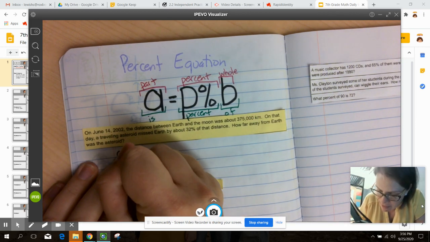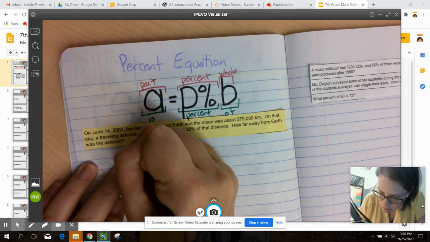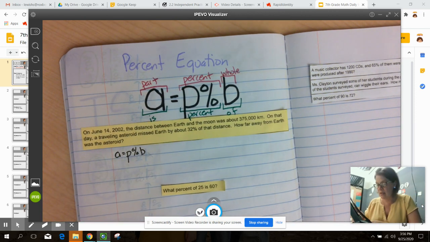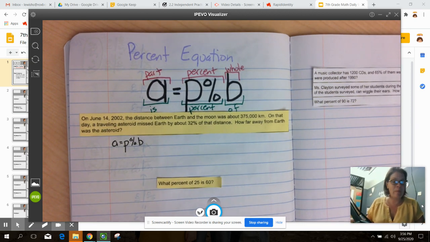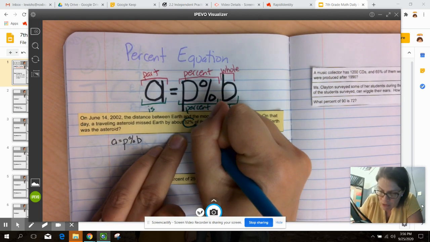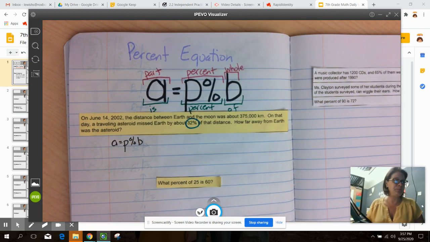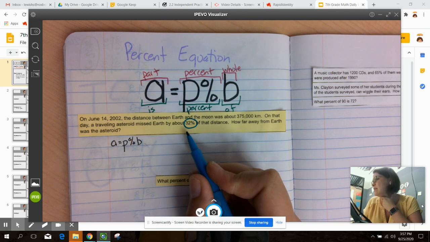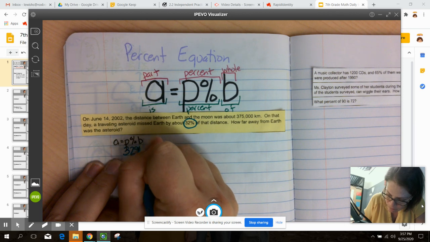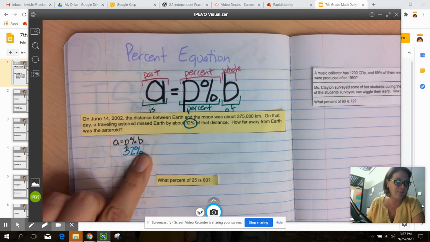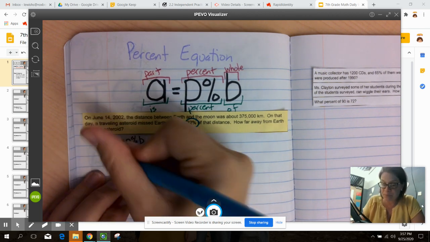I'm going to do it over here. So I'm going to have that A equals P percent times B. Now, I already can plug in something that's super easy. Remember I told you, when we have a percent, that is the easiest thing to plug in. Okay, so with that 32%, we know that that's going to go in here as my P percent. So I'm going to go ahead and fill that in as that 32%. Remember, this time we're going to keep the percent sign. I'm going to put this equal.